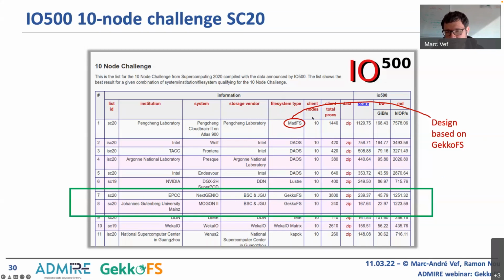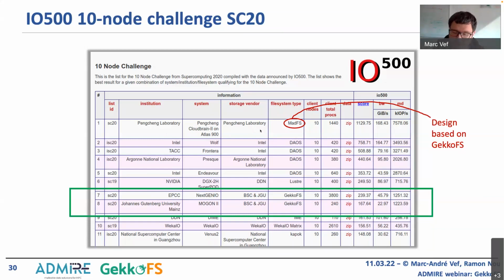because there was a new contender in this specific year, which is called MadFS, and MadFS is actually based on the design of GekkoFS, and it is developed in the Pengcheng Laboratory by MadLabs in China. And they're running this on their very powerful Atlas 900 system, where they have a lot more hardware available than we have. But it's not based on GekkoFS in the sense that they use the same code. They have kind of the same design.